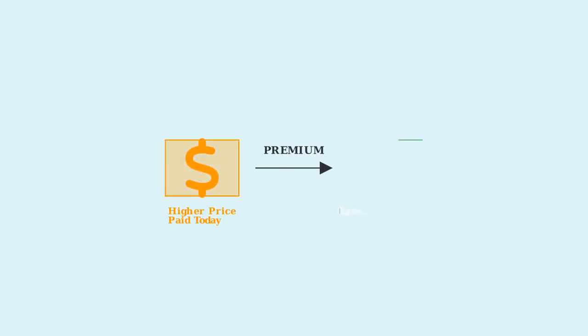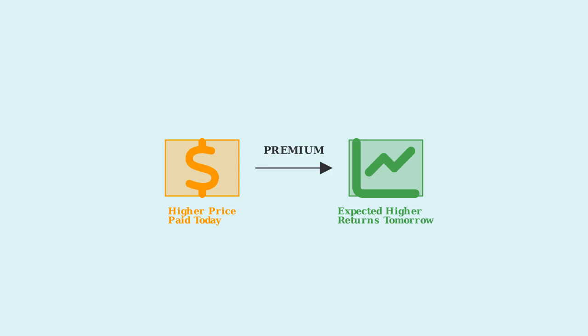This creates what we call a premium. Investors are willing to pay more today because they expect higher returns tomorrow. It's like paying extra for a concert ticket because you know the show will be amazing. However, there's an important risk to consider. Sometimes a high PE ratio doesn't reflect realistic growth expectations, but rather overvaluation. When PE ratios become extremely high, it may signal that investors are being overly optimistic. The stock price might be inflated beyond what the company can realistically deliver.